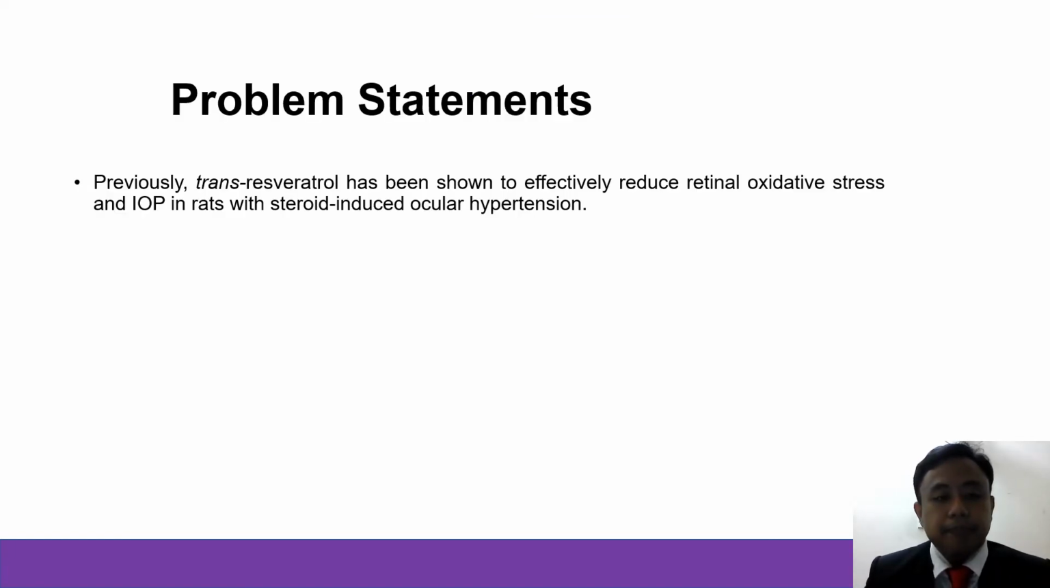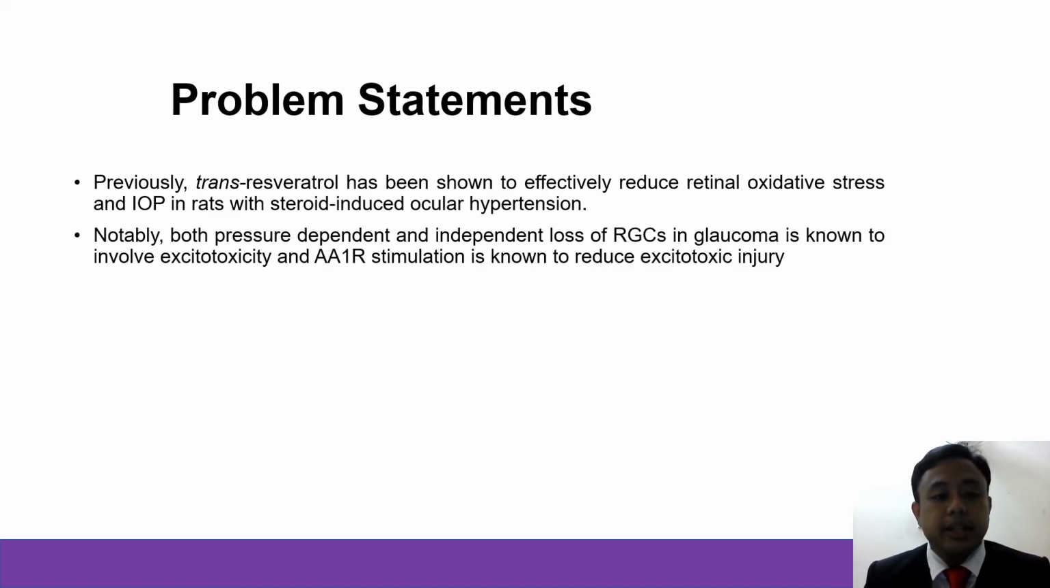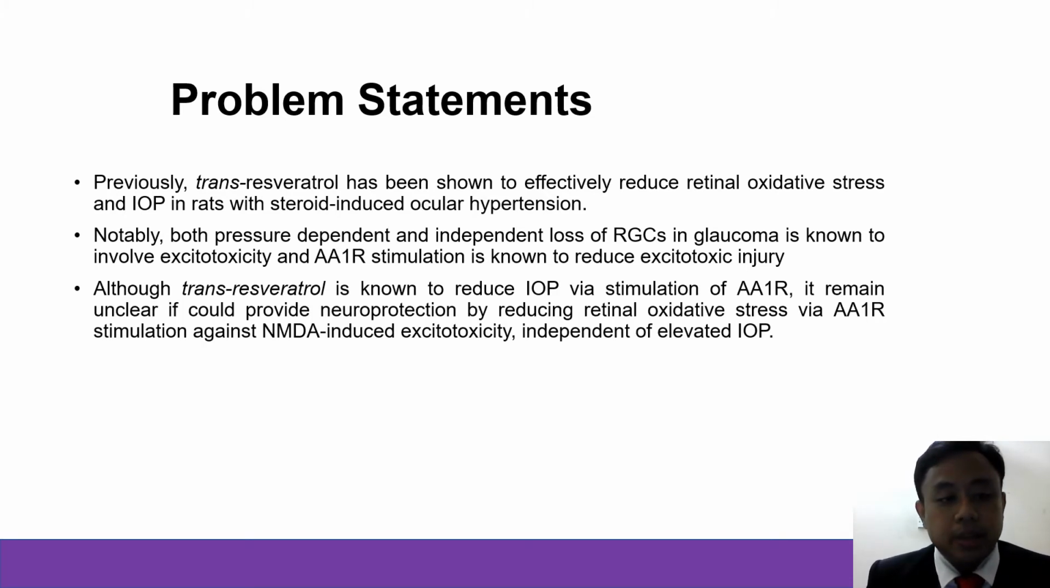For my problem statement, previously TRANS-RESVERATROL has been shown to effectively reduce retinal oxidative stress and IOP in rats with steroid-induced ocular hypertension. Notably, both pressure-dependent and independent loss of RGCs in glaucoma is known to involve excitotoxicity, and adenosine A1 receptor stimulation is known to reduce the excitotoxic neuronal injury. Although TRANS-RESVERATROL is known to reduce IOP via stimulation of the adenosine A1 receptor, it remains unclear whether it could provide neuroprotection by reducing retinal oxidative stress via adenosine A1 receptor stimulation against NMDA-induced excitotoxicity, independent of elevated IOP.